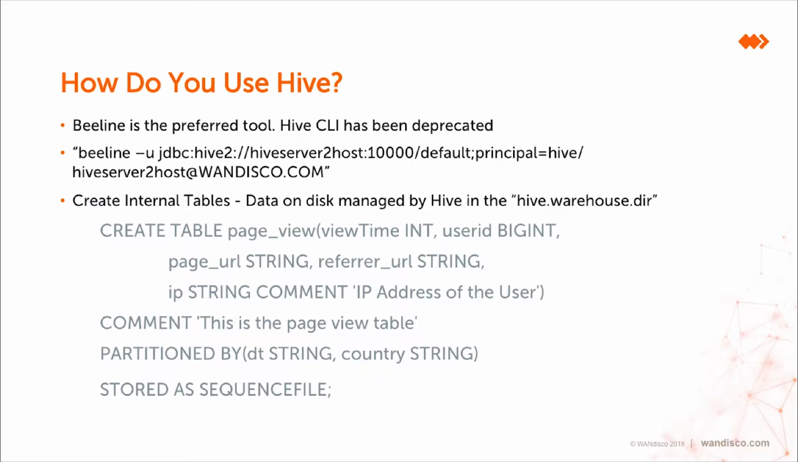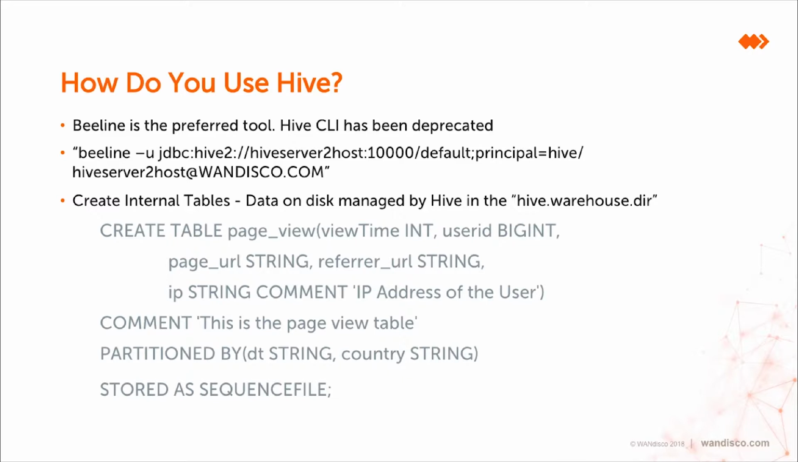most organizations use Beeline, as in this example right here, Beeline with a connection string, and in this case using Kerberos, the Hive principal. Once you're connected, you can create tables and data managed on disk that resides in the hive.warehouse directory. A common place for this would be apps/hive/warehouse, and then all of the databases and tables will follow under that directory.